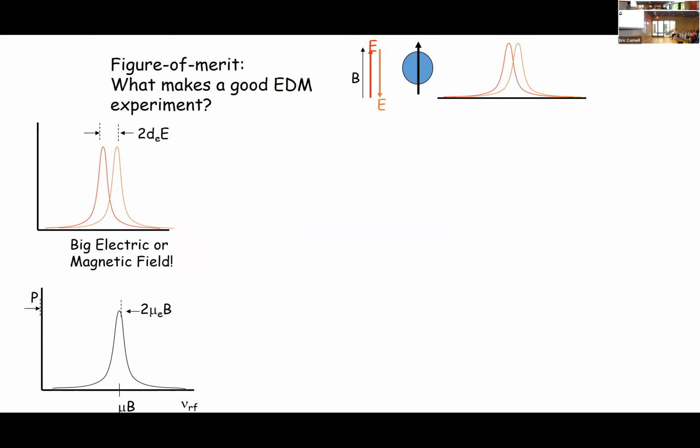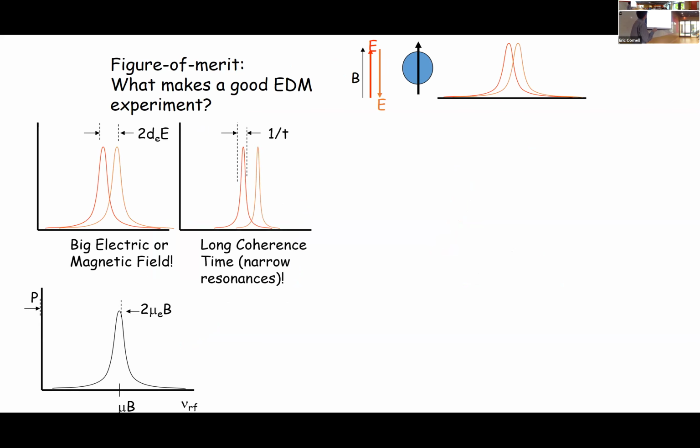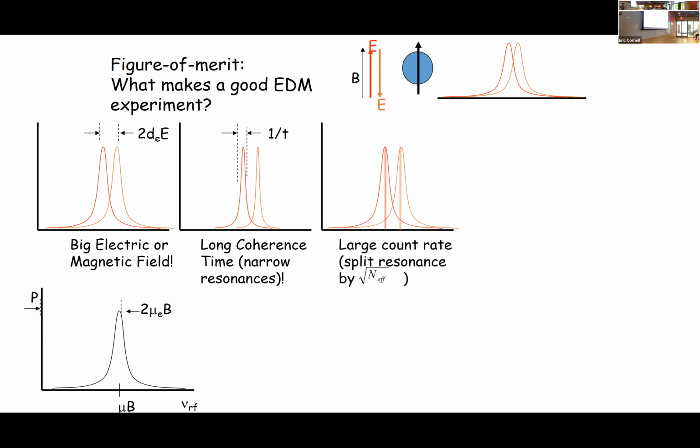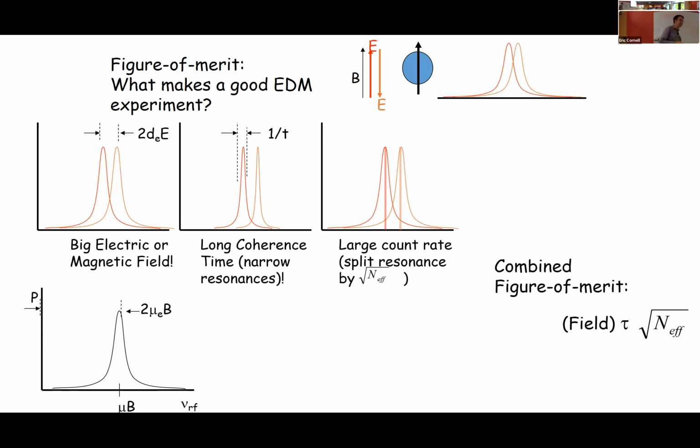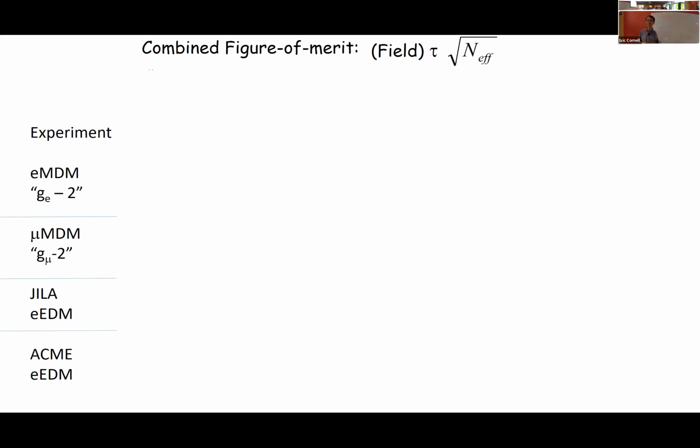If you want to make a very good measurement, whether it's electric or magnetic, you need to have a really big field so that you're sensitive to small moments. You want to have a long coherence time, so you have narrow resonances. And you want to have a really large count rate so you can split the line really accurately. And so this is a figure of merit which applies to electric dipole moments and magnetic dipole moments, a.k.a. g-2.